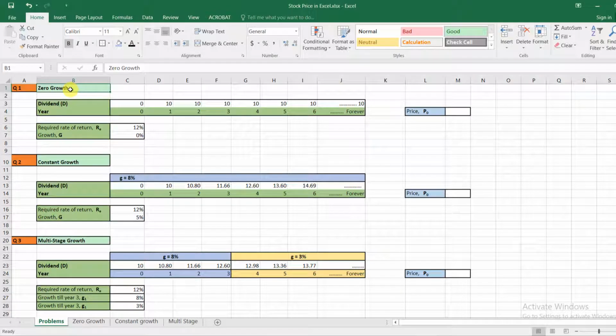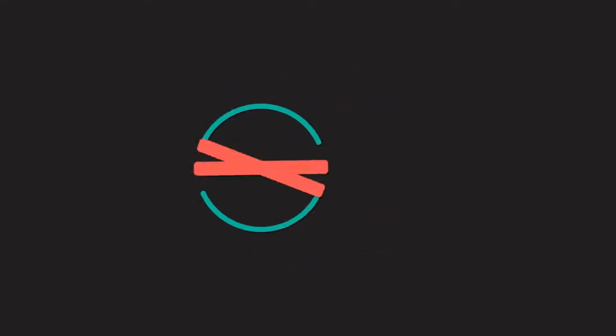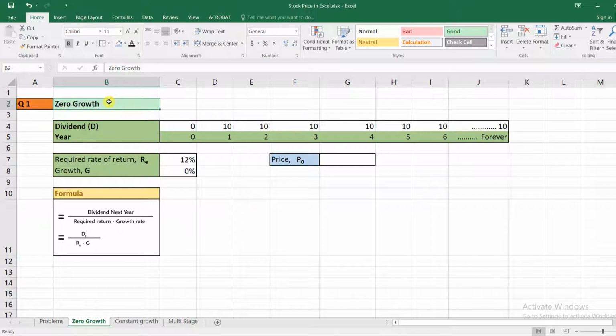Alright, in this video we'll see how to calculate the price of a stock under 3 different scenarios using Microsoft Excel. Alright, let's say we want to calculate the price of a stock that pays $10 as dividend every year forever, and the required rate of return for this stock is 12%.